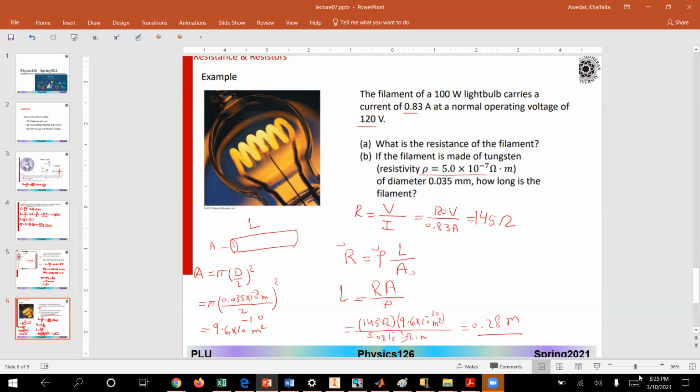Basically, just be careful with the formula that we use, and you have just 2 or 3 formulas you can apply to find what you are asked to find.